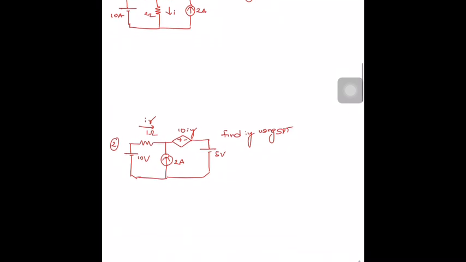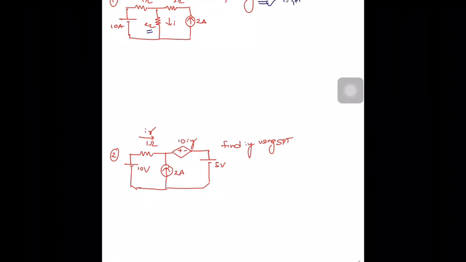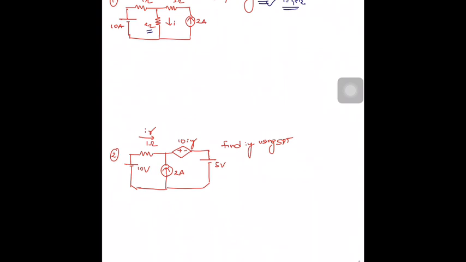First question is to find current I1 flowing through the 2 ohm resistor using SPT. SPT means superposition theorem. And what does the superposition theorem say? The superposition theorem says the total current in any element is equal to the sum of the currents due to individual sources. So this current I1 is due to the 10 volts, and this current I2 is due to the 2 amperes.